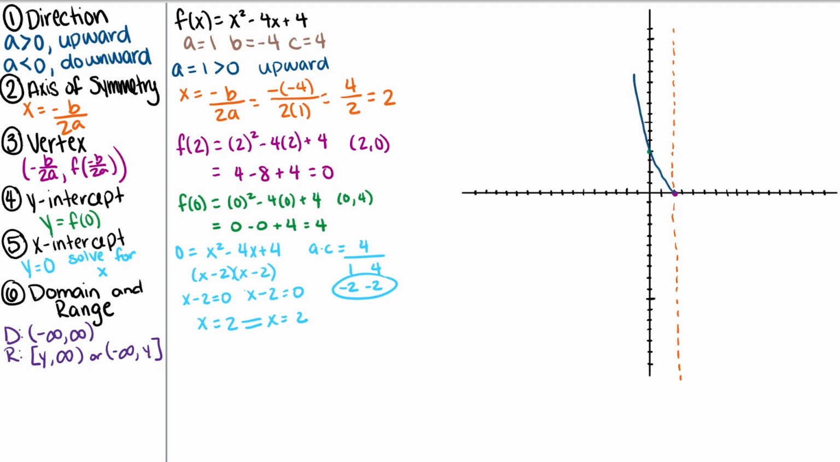So now let's draw our parabola. Our domain is negative infinity to infinity, and our range, since it opens upward, starts at 0 and goes to infinity.